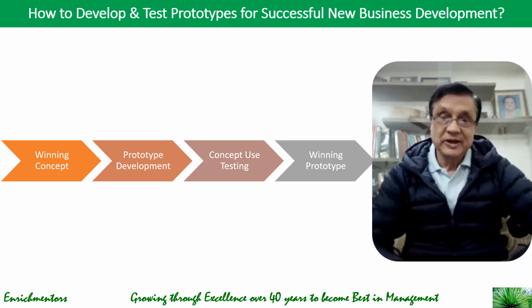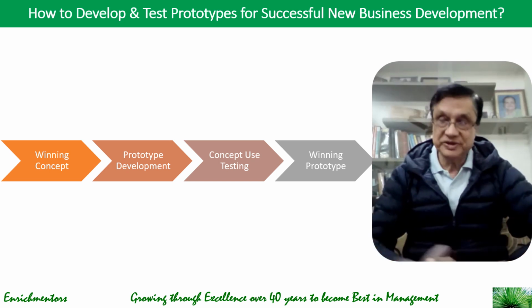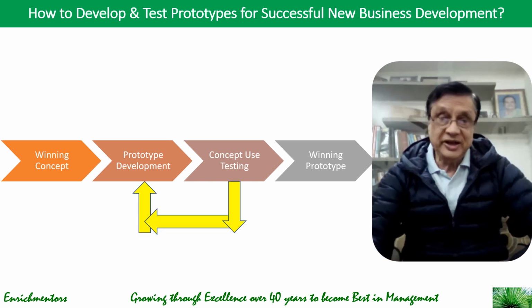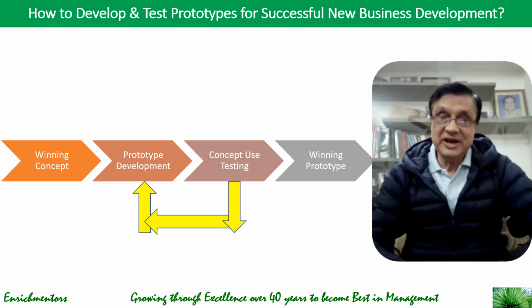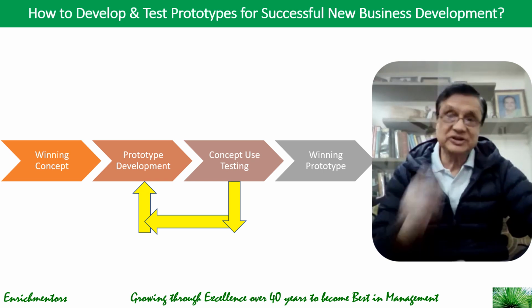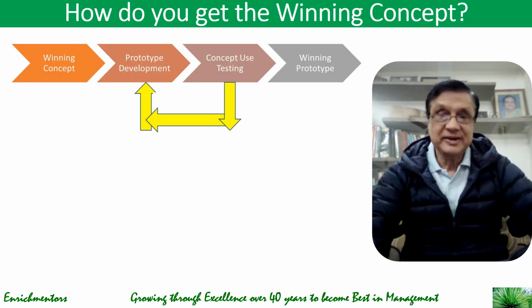If the prototype meets certain criteria, which again we will disclose later, you have a winning prototype, a prototype that can really help you build new business. And if you don't, then you go back and iterate. You keep iterating and developing your prototype until you find a winning prototype. So that's the process, a simple three-step process in an iterative loop, right? That's how you can develop and test a prototype.